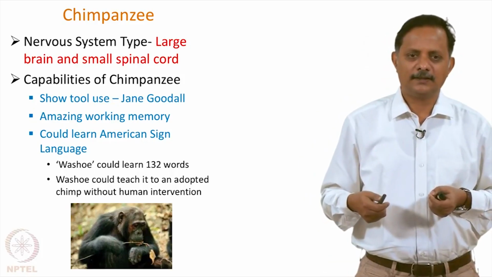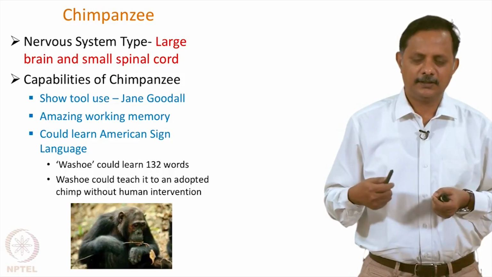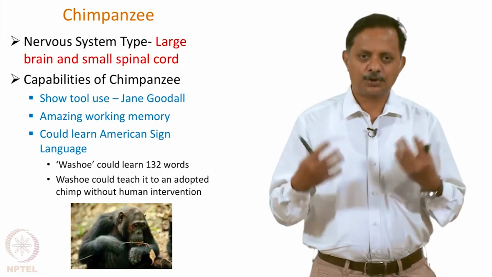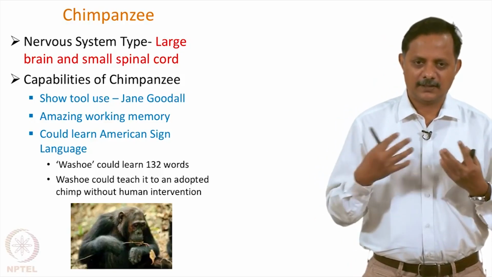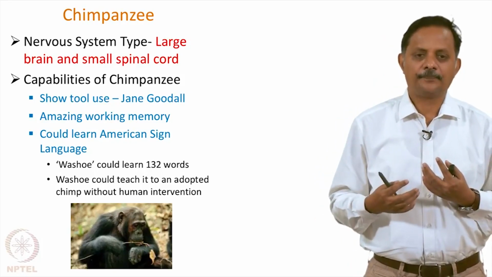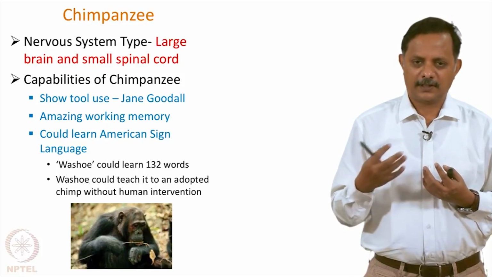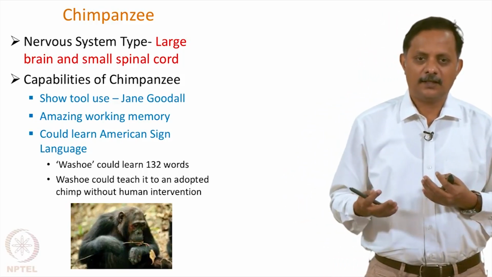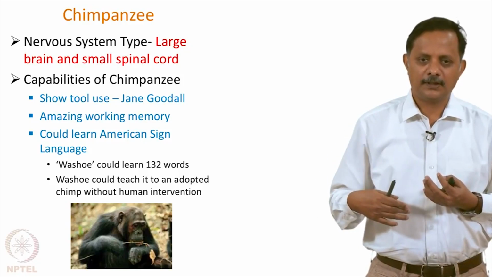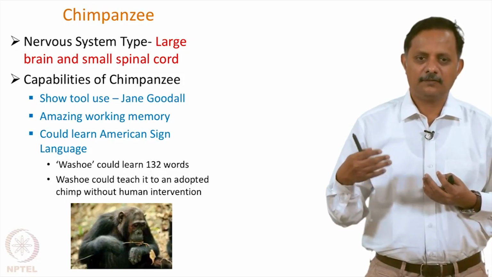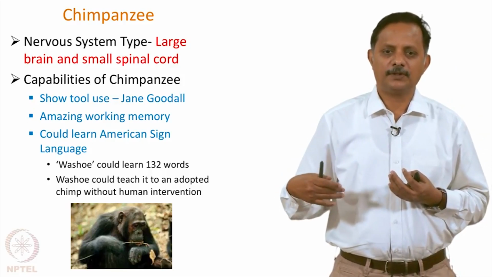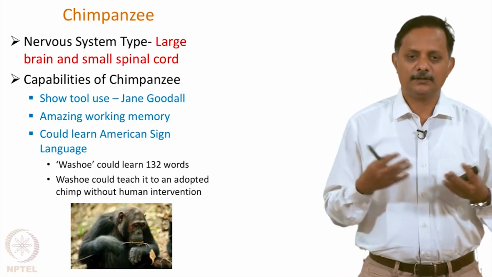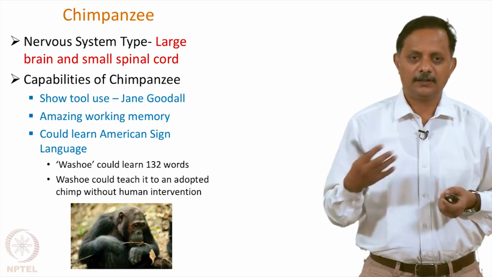And chimpanzees also have excellent working memory capabilities. They could learn sign language, because they do not have the vocal apparatus to produce human like sounds, but they can learn sign language by signing with their hands and by gestures. So, one particular animal which was trained on sign language, it is called Washoe, right, could learn 132 words using signs, and Washoe was also allowed to adopt a smaller chimp, and Washoe was able to teach the adopted chimp a lot of these words without any human intervention. So, that is bordering on what a civilized human being is capable of doing.